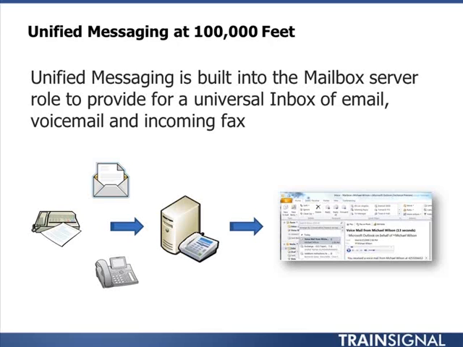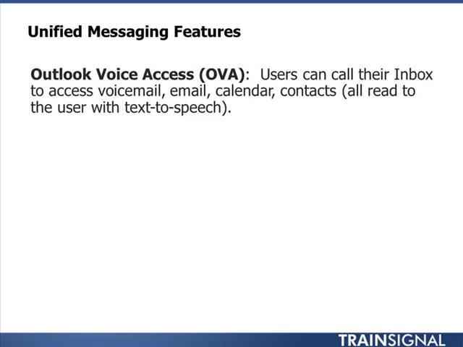Let's discuss in greater detail some of these unified messaging features. So for starters, we have Outlook Voice Access. With this feature, users can call their inbox to access their voicemail, their email, their calendar, their contacts, and all of this is read to the user with text-to-speech.